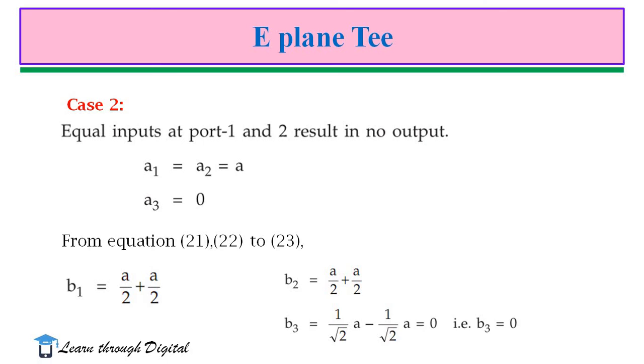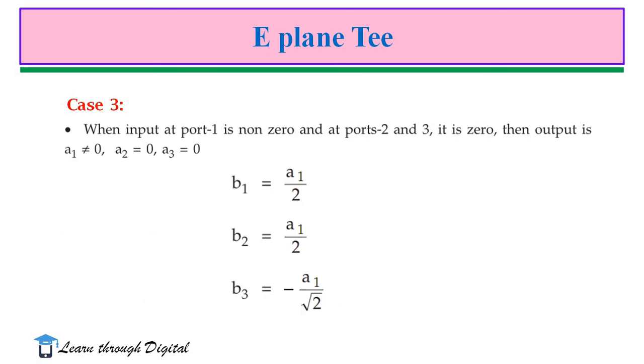In case 2, equal inputs at ports 1 and 2 result in no output. So A1 is equal to A2, that is equal to A. That means the same magnitude, the same input is applied at ports 1 and 2. There will be no output at port 3. Substituting this, we get B1 is equal to A by 2 plus A by 2, B2 is equal to A by 2 plus A by 2. So B3 will be 0. If the same input is applied, there will be no output at port 3. That means it will be getting cancelled. So it will act as a subtractive arm.